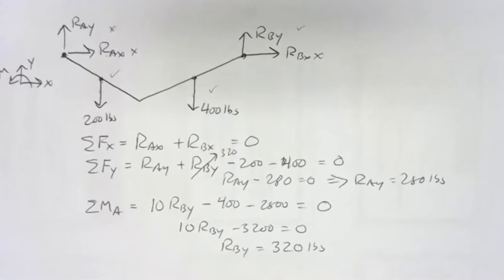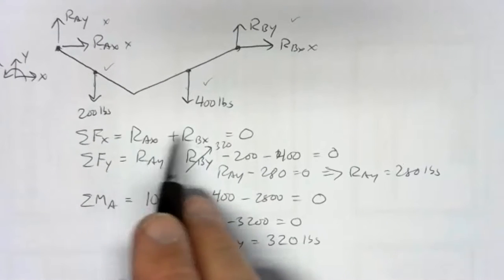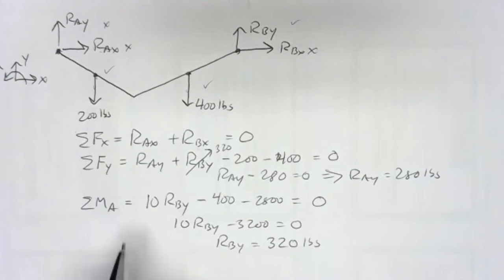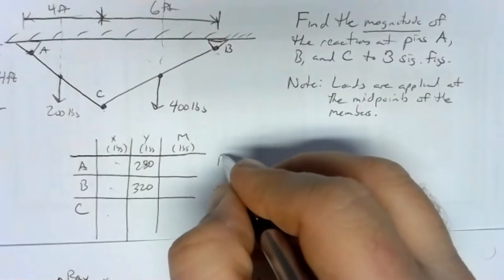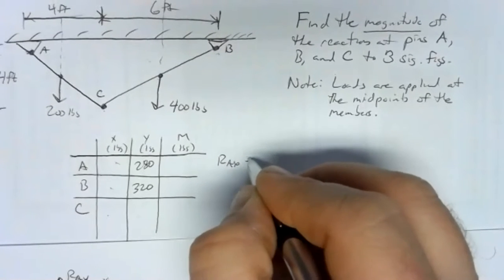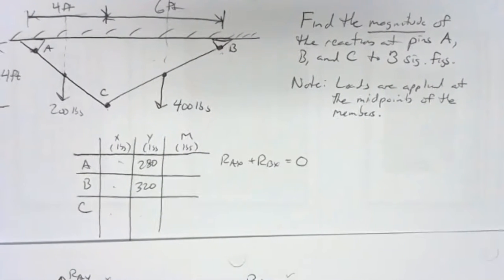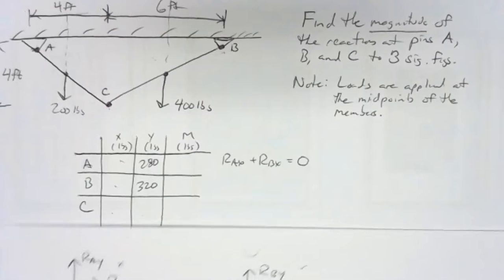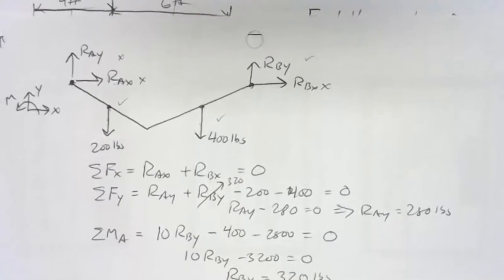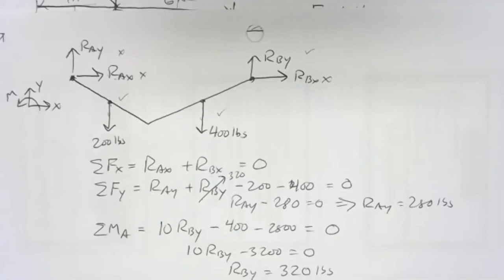So we've got 2 out of 6 unknowns down. Unfortunately, we don't have enough to do anything with RAX plus RBX equals 0. So we'll write that off to the side here: RAX plus RBX equals 0. That'll be an equation in our equation bank. Well, that's all we can really get from the free body diagram of the whole structure. The external problem can't be solved any further than that.